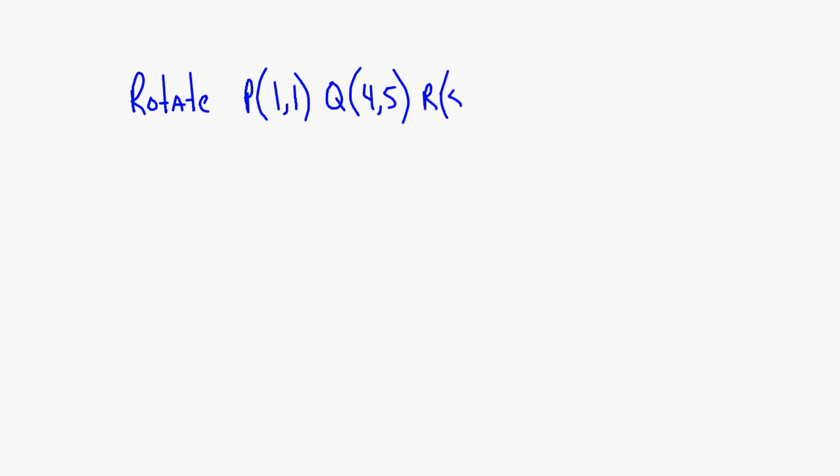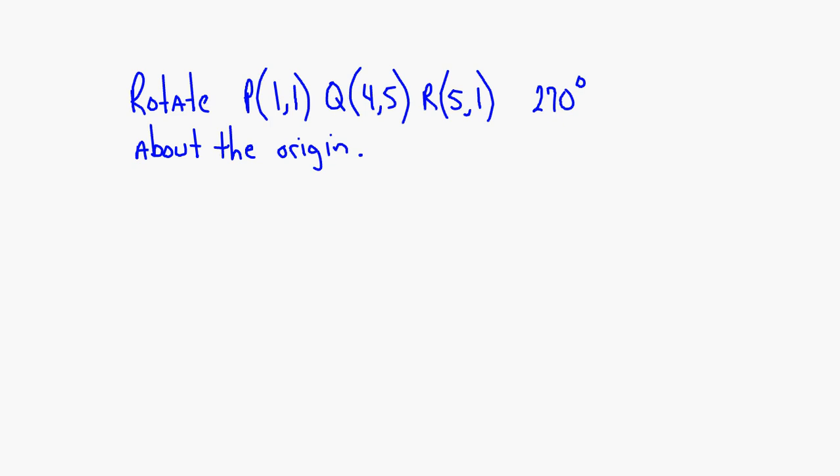Let's rotate P, which is at 1, 1, Q, 4, 5, and R, 5, 1. Rotate it 270 degrees about the origin. All right, write the coordinates of the image after the rotation. So that's what we're going to be doing here.